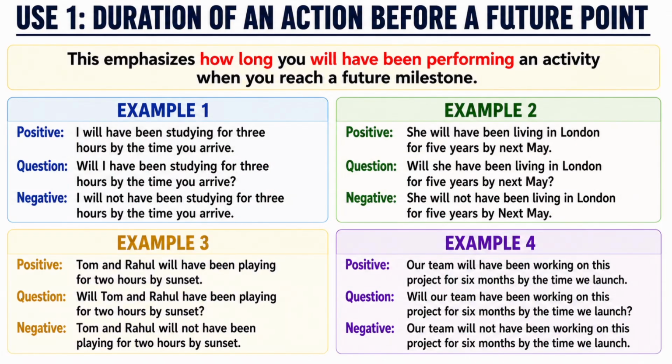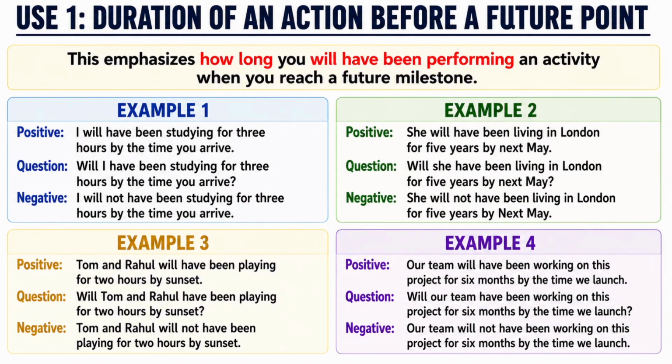Now let's understand the first use. We use the future perfect continuous tense to emphasize how long an action will have been happening before a future point. Look at the first example. I will have been studying for 3 hours by the time you arrive. This means that when you arrive, my studying will already have continued for 3 hours. The question is, will I have been studying for 3 hours by the time you arrive? The negative sentence is, I will not have been studying for 3 hours by the time you arrive.